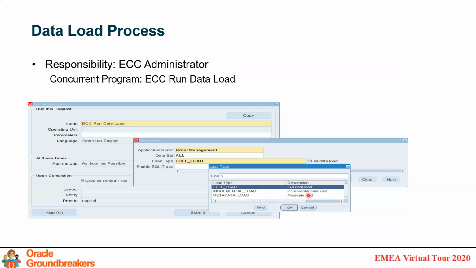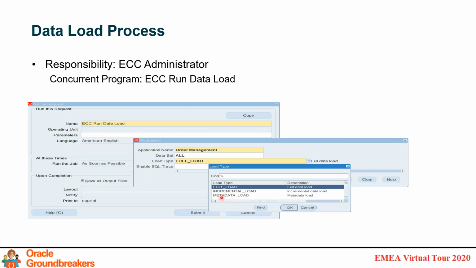So the data load process. Initially, we run the extract programs, because we have to extract the data from the Oracle EBS database and digest it in the ECC metadata. These are the programs they developed: ECC run data load tool, and only the ECC administrator can run it. Then we have to pass the application name and data set, whether you are going to run a full load, incremental load, or metadata load.